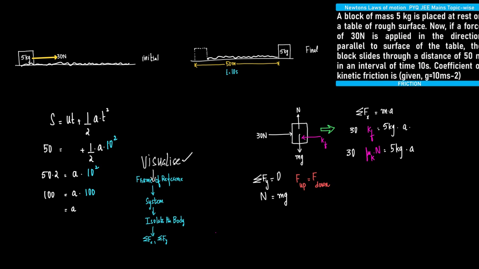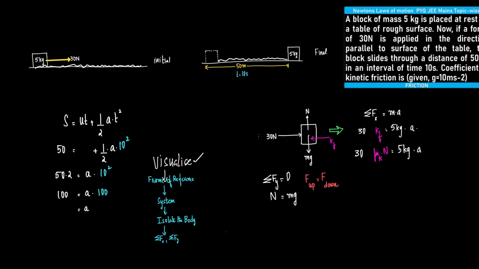Now we need a frame of reference. We will use inertial frame of reference, as a person standing on a non-accelerating frame, right? And he's visualizing things from here. So visualization is done. Frame of reference is done. The system is done. What is the system? The system is this block here. System is done. Isolated body. We have isolated the body here.